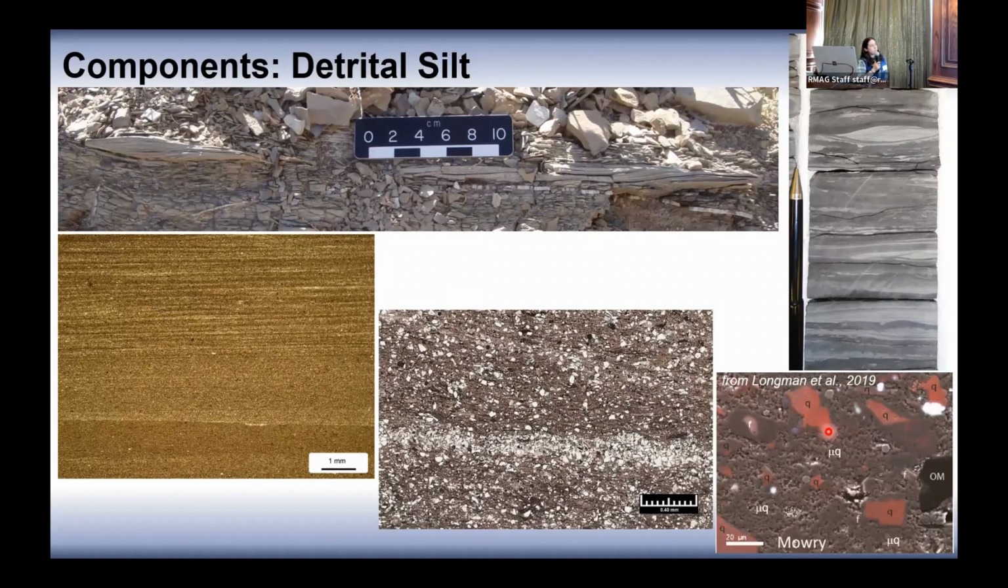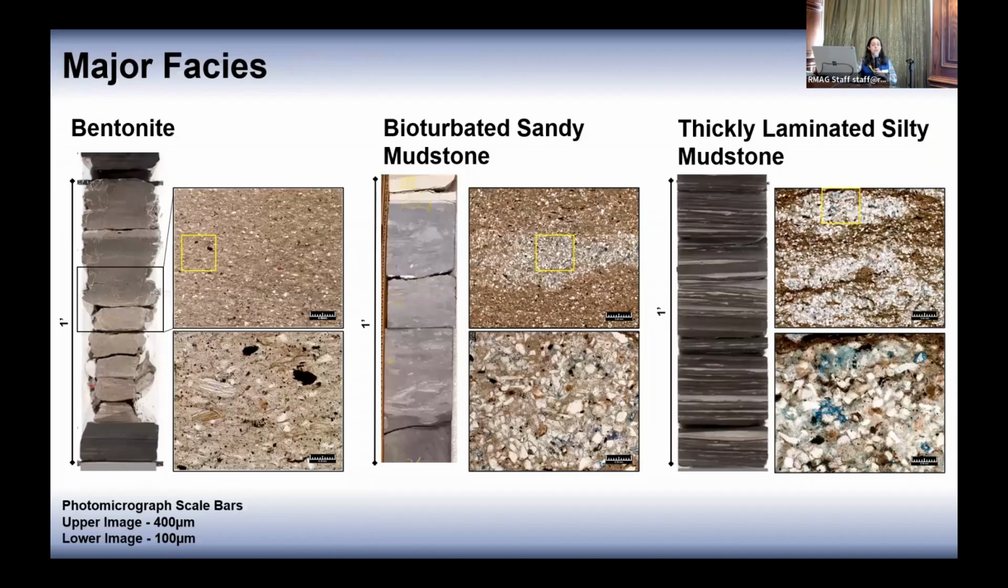So I break the Mowry apart into 6 main facies. The first one is a bentonite, and the rest of them are these shalier facies. And what you'll see, I've arranged them in order of decreasing silt size or decreasing silt content.